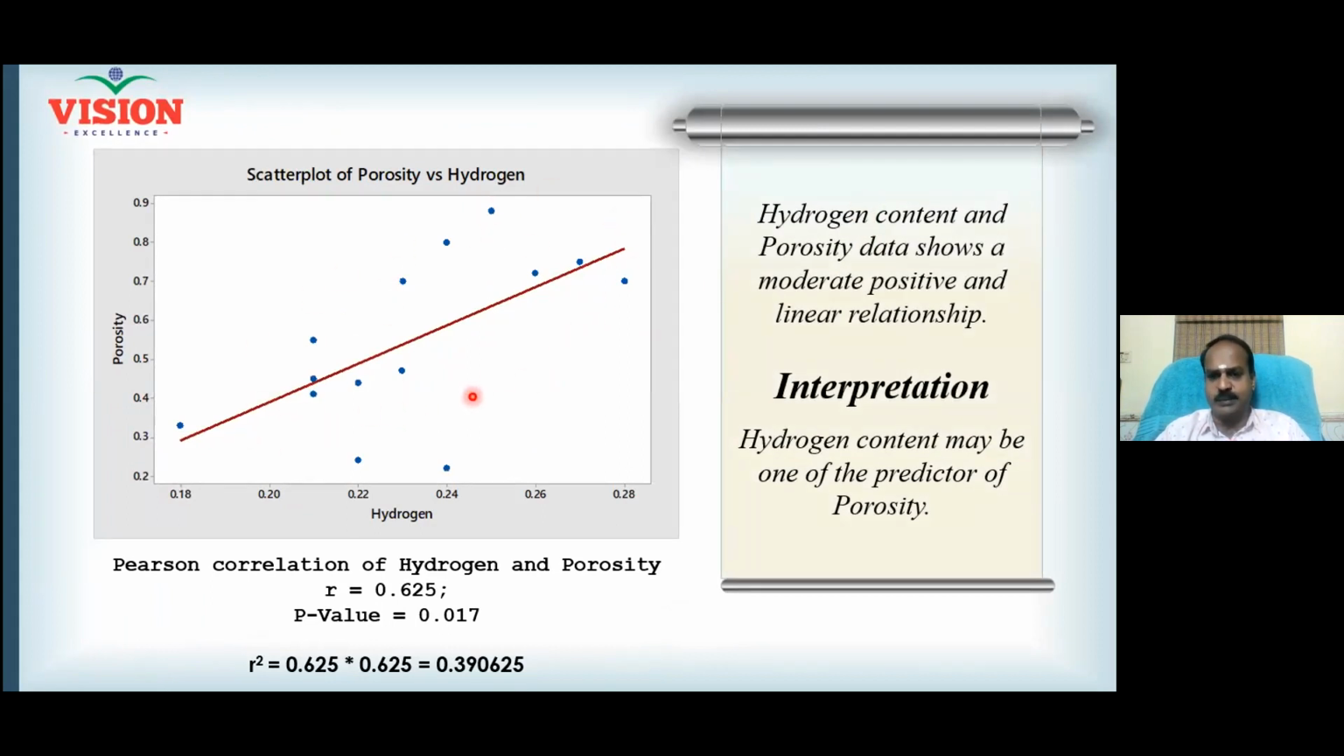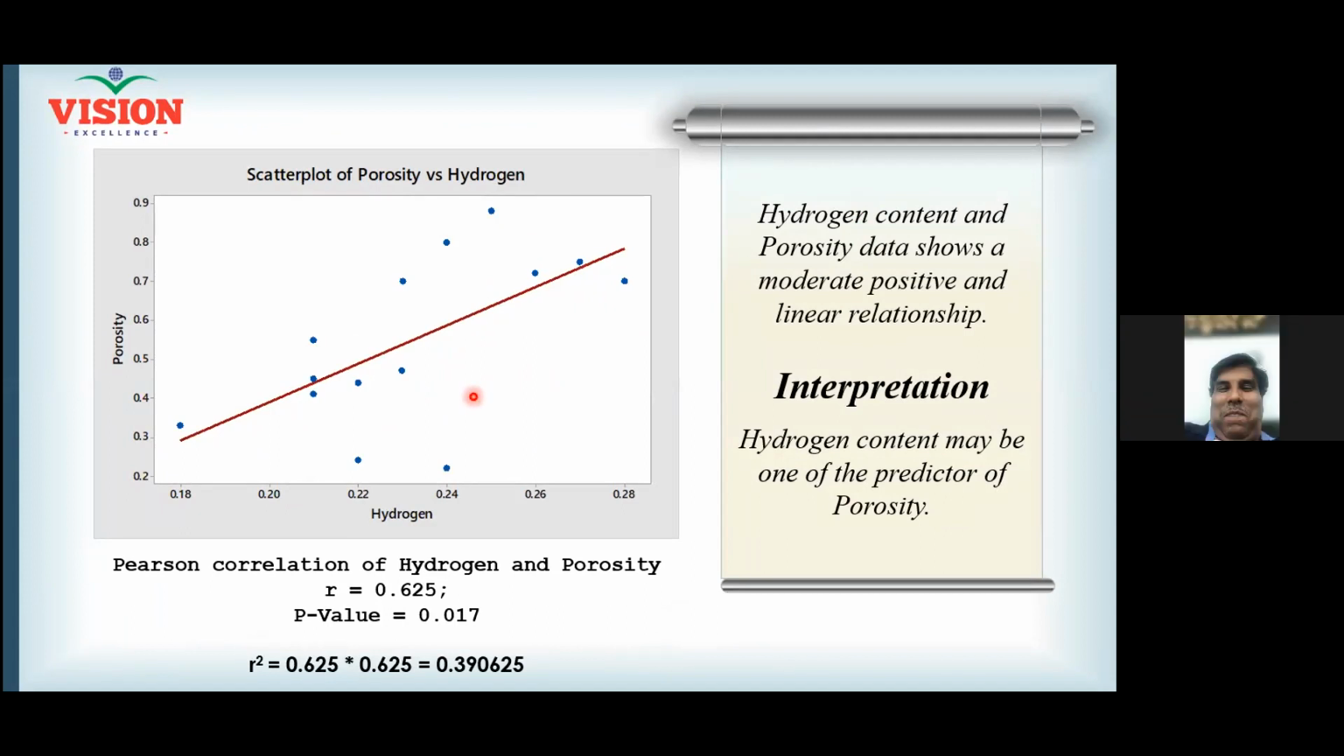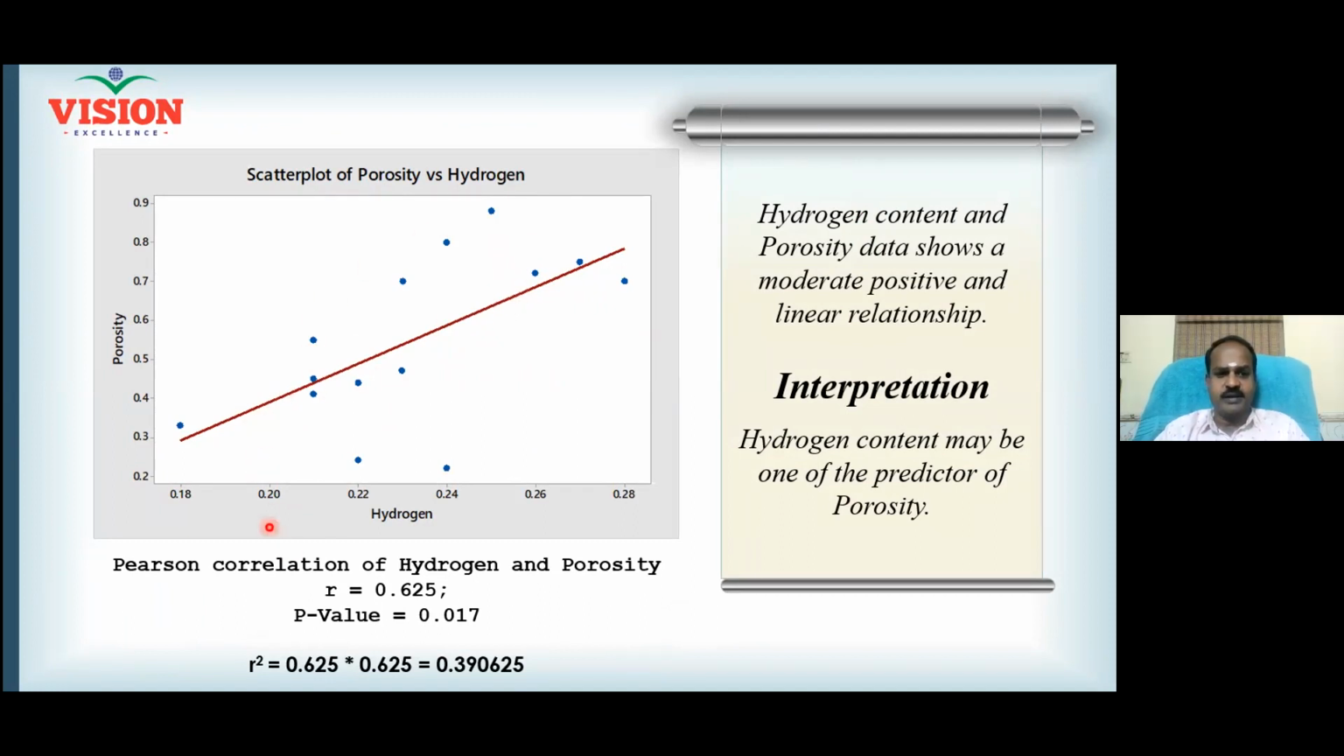What do you understand by looking at the diagram? Do you think a relationship exists? No, it looks to be no. So I calculate the R value. How much is the R value? 0.625. What is it telling you? A moderate relationship, isn't it? 0.4 to 0.7 is a moderate relationship. And what kind of relationship is it, positive or negative? Positive.